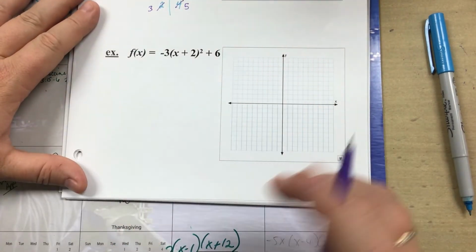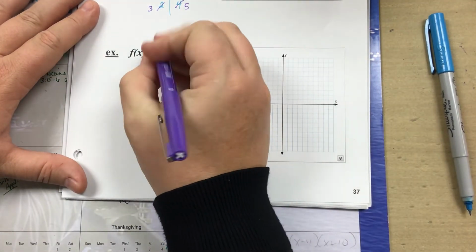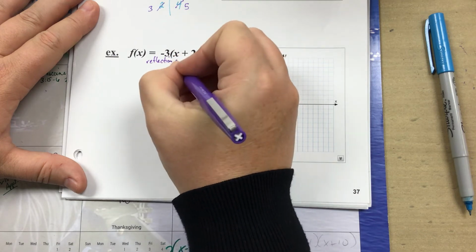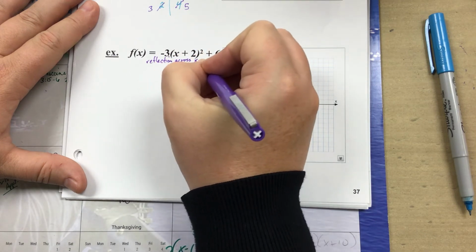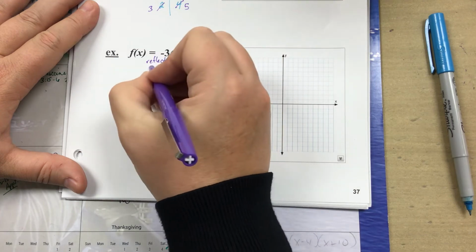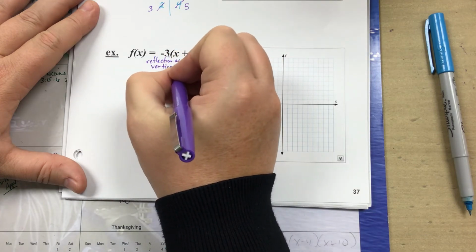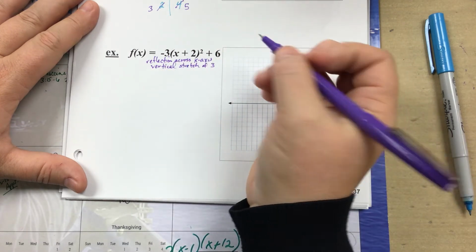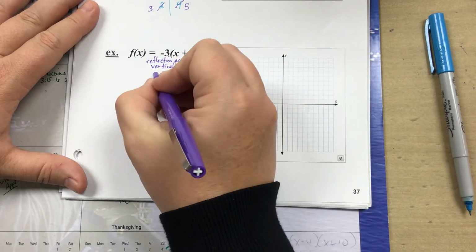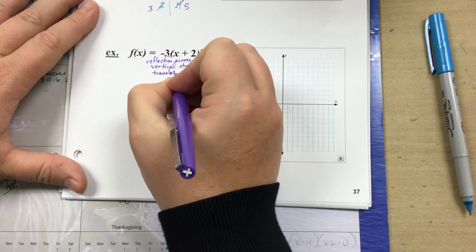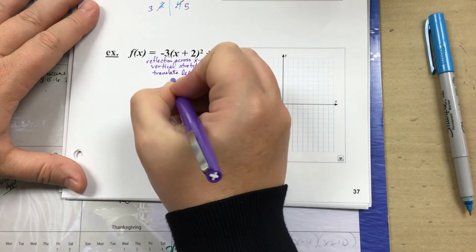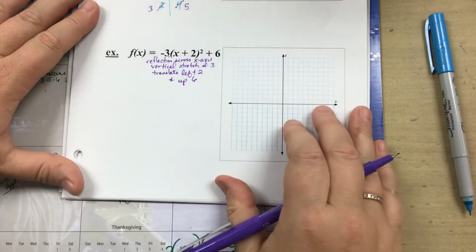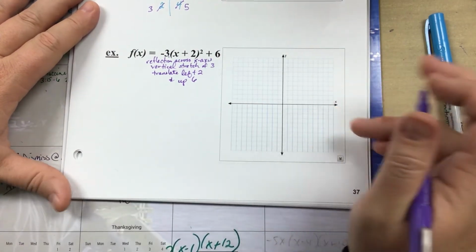So if we talk about, again, verbally what happens first, the negative out in front means it's a reflection across the x-axis. The 3 means it's a vertical stretch of 3, if we be specific. The +2 here means we're going to translate left 2, and then +6 at the end means up 6. So this one had all of the above happening. It had all the different movement.